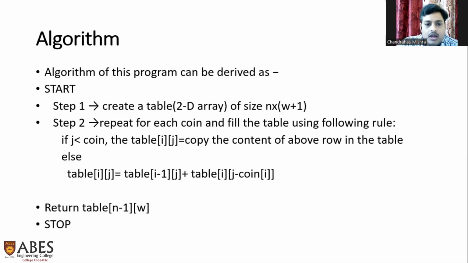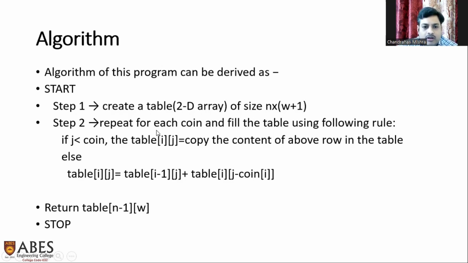We are using tabulation. So basically what is the table? Here we are using a 2D array to store the calculated result, and the size will be n cross w plus 1, where n is the number of coins available, w is the amount, and w plus 1 is the total size that we will take. So there will be n rows and w plus 1 columns in the 2D array.